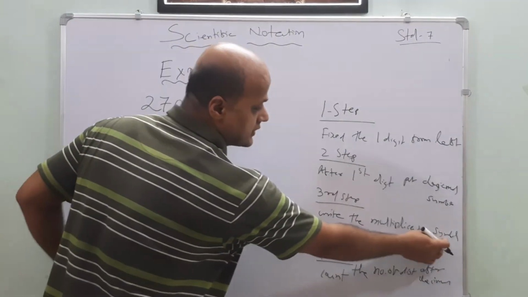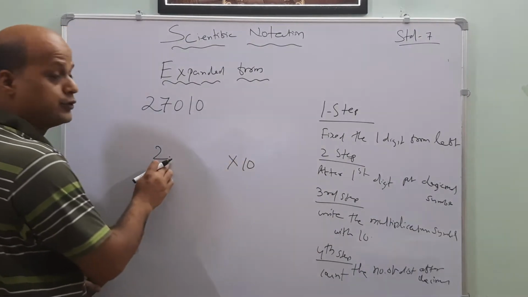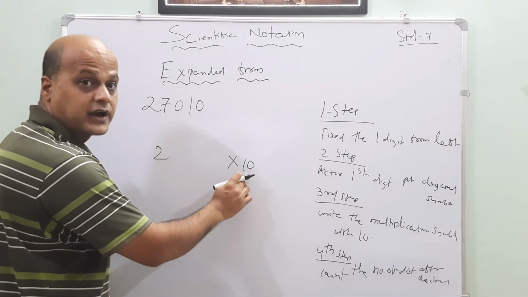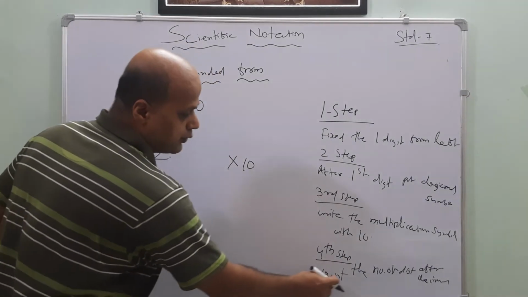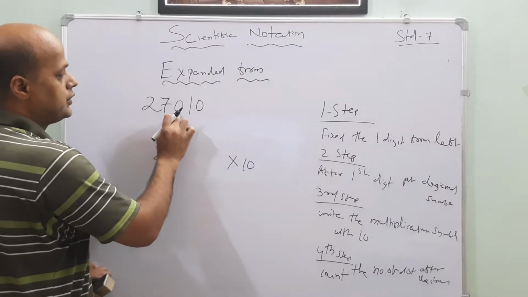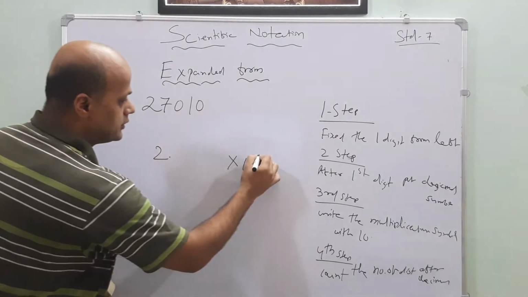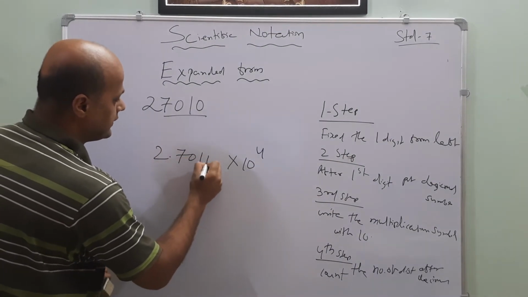Write the multiplication symbol with 10, means into 10. If you keep the decimal, automatically you have to write the multiplication of 10. Then the fourth step is what? Count the number of digits after the decimal. How many digits are there? 1, 2, 3, 4. So 10 to the power of 4, and the same number will be written here.